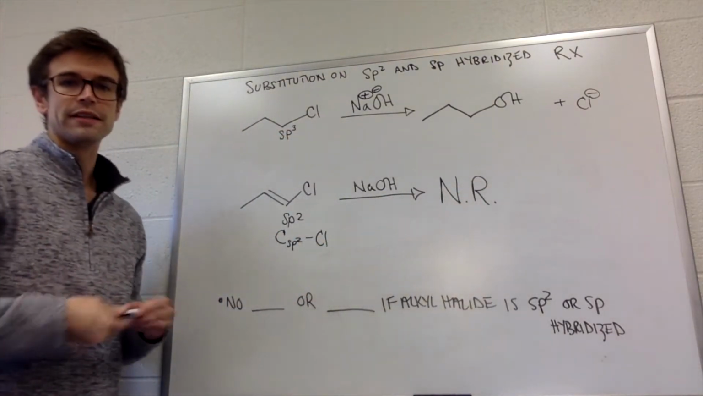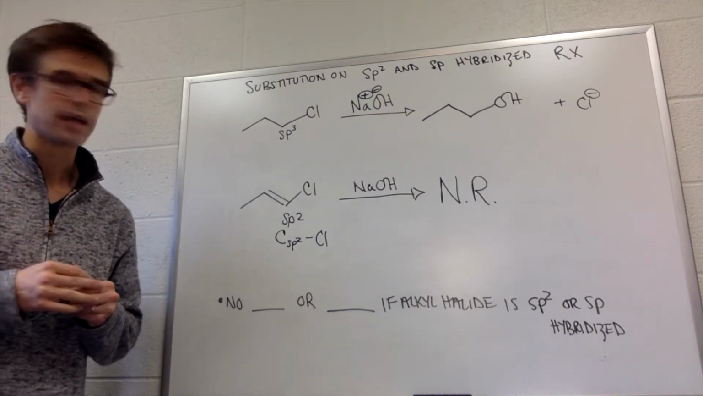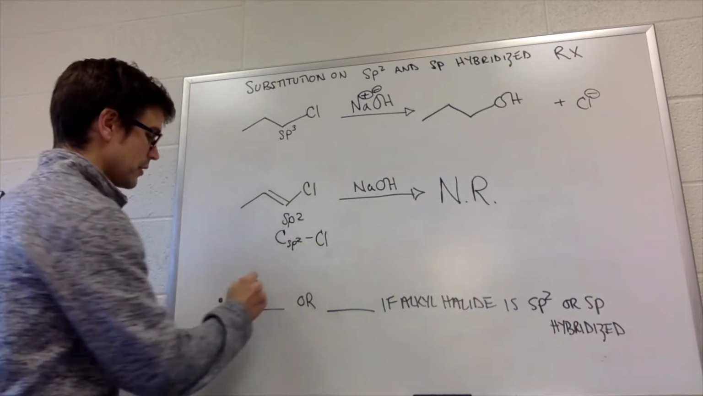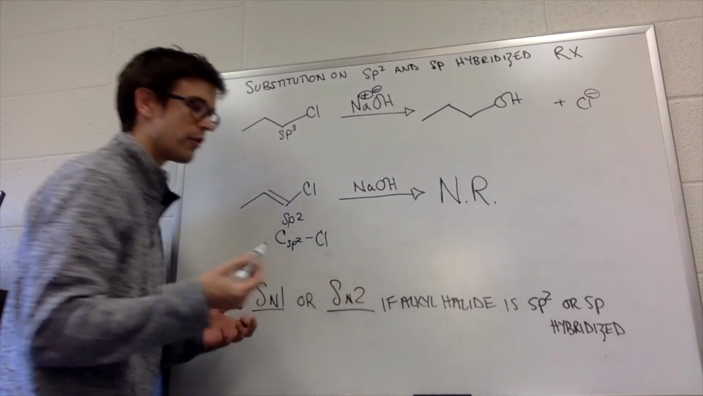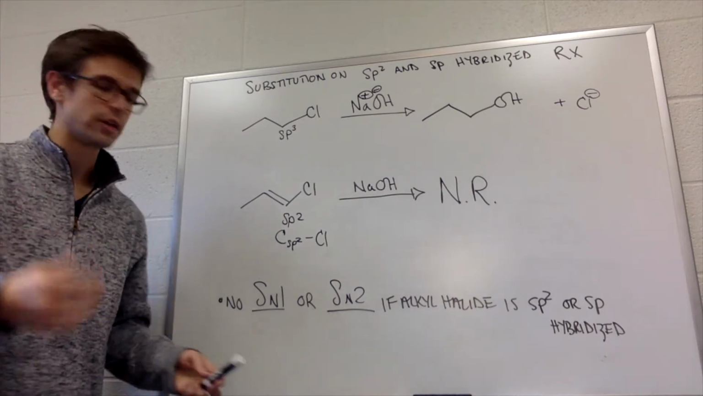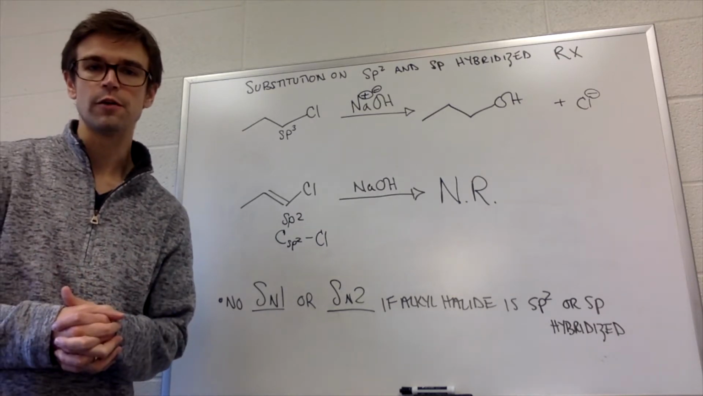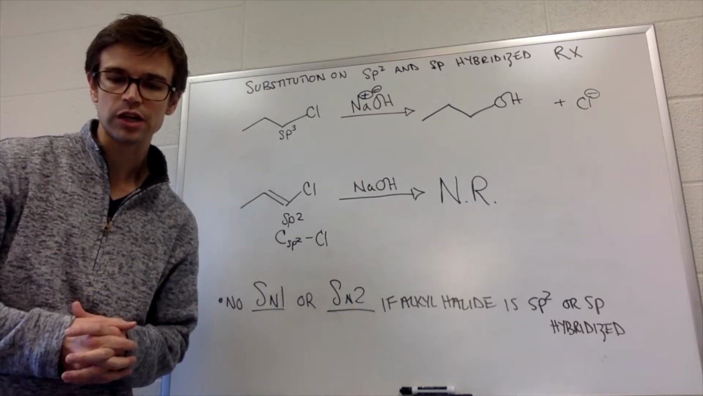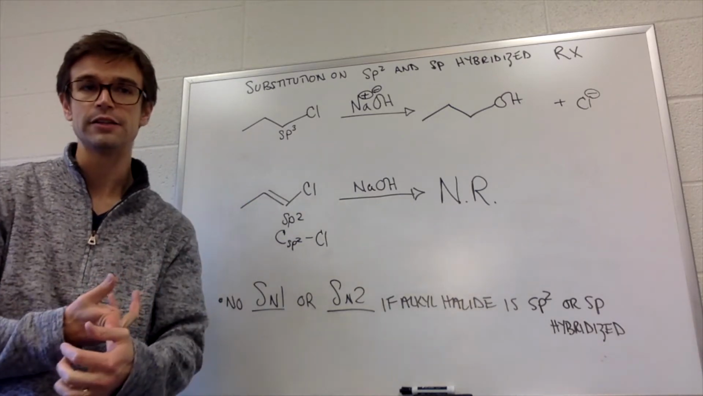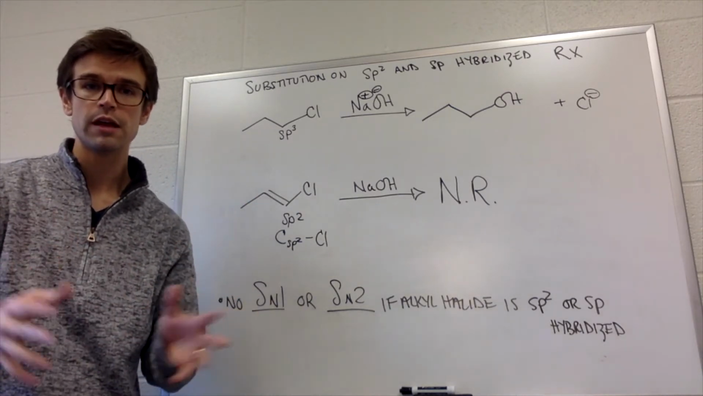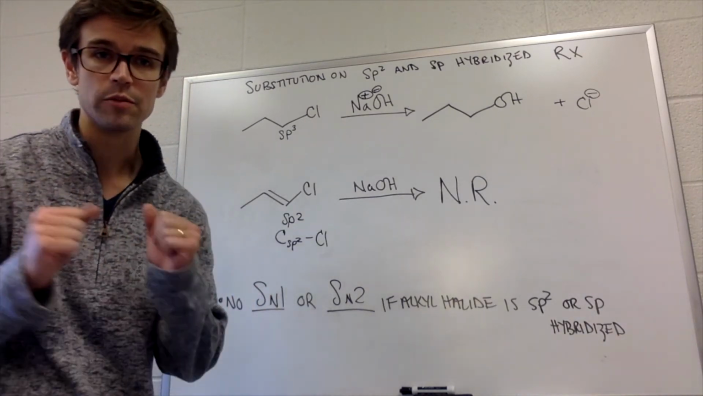It turns out that these stronger, shorter bonds just don't work in this substitution chemistry. So there's no SN1 or SN2. Neither reaction type works if the alkyl halide is sp2 or sp hybridized. So that is one extra thing that we need to always check when we're trying to understand: is this going to be SN2, SN1, neither of them, or no reaction? And that's one reason why it could be no reaction.